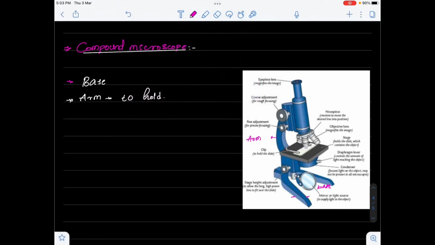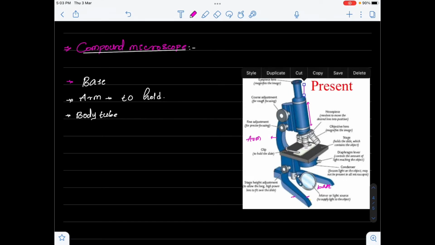And another important part of the microscope, see, this is the body tube. In this body tube, there is a draw tube. See, this is the draw tube. This is the body tube, and this one is the draw tube.